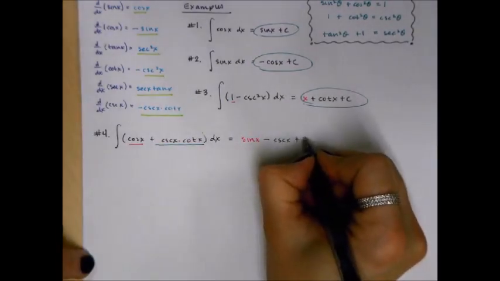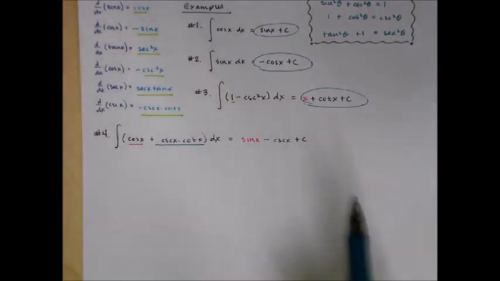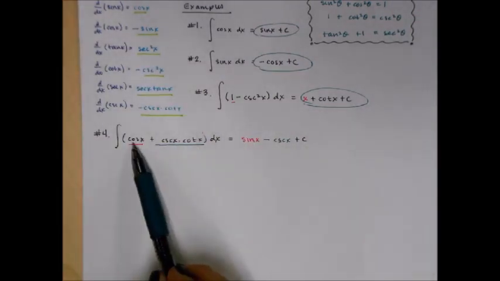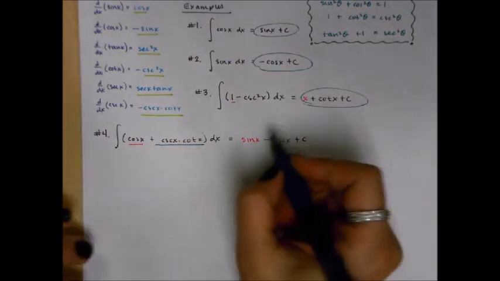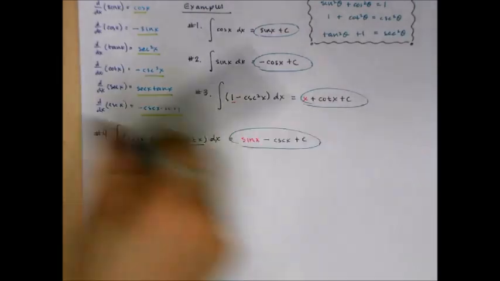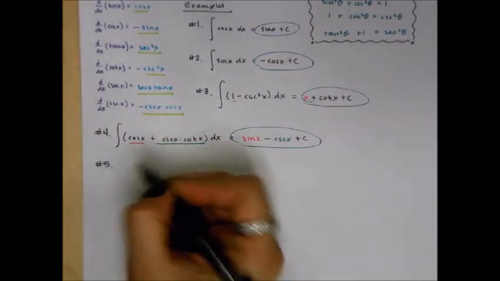Again, you can verify this just by taking the derivative. And taking the derivative is really how I'm evaluating it in the first place. I'm thinking about whose derivative gives me cosine, whose derivative gives me cosecant times cotangent, and so on. All right, example 5.